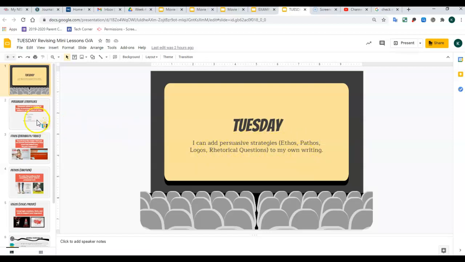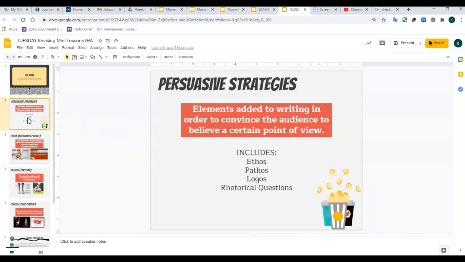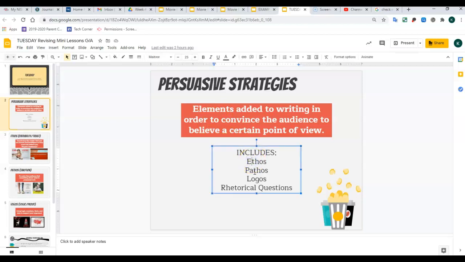own writing. So let's remind ourselves of what these persuasive strategies are. Persuasive strategies are elements added to writing in order to convince the audience to believe a certain point of view. So these are ethos, pathos, logos, and we are not going to discuss rhetorical questions today.